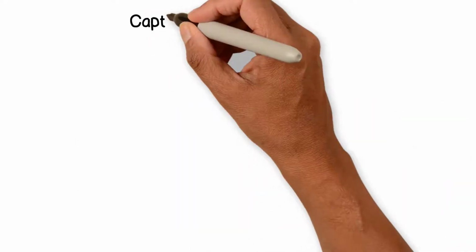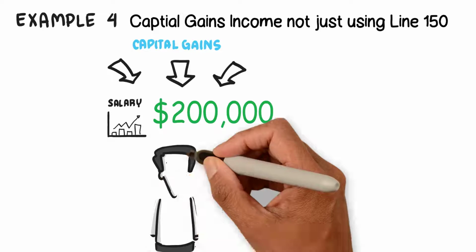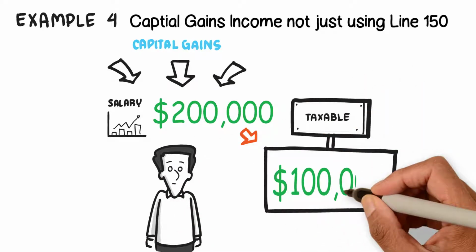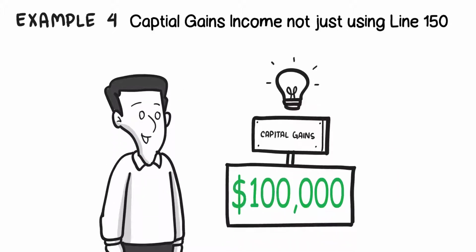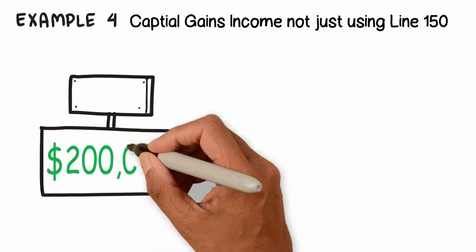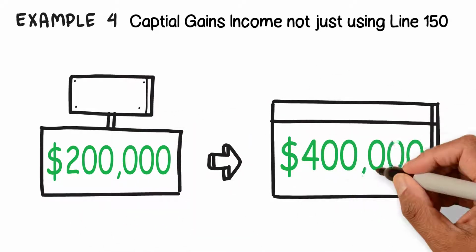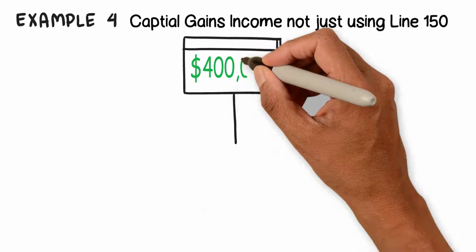Example 4. Let's assume Josh's entire income of $200,000 is from capital gains. Capital gains receive preferential tax treatment in that only half of the capital gain received by a party is subject to tax. As a result, when calculating actual income, the tax return only includes half the actual amount of capital gains received by the party. As a result, unlike dividends, capital gains must be grossed up to reflect the actual cash amount of capital gains received by the party, as the amount on the tax return is too low. If Josh's line 150 income of $200,000 consists entirely of capital gains, his actual income for support purposes is equivalent to $400,000. This significantly changes his support obligations.